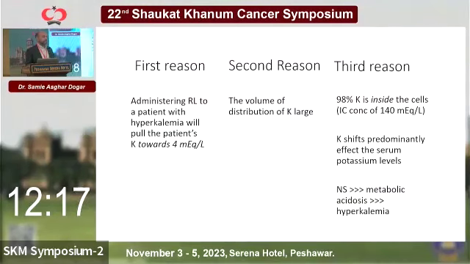The volume of distribution of potassium is very large, and 98% of potassium is inside the cells. Intracellular concentration is 140 mEq per liter. So potassium shifts predominantly determine the serum potassium levels, and not the administration of exogenous potassium in ringer lactate. And in fact, normal saline results in acidosis, and acidosis is known to cause hyperkalemia.